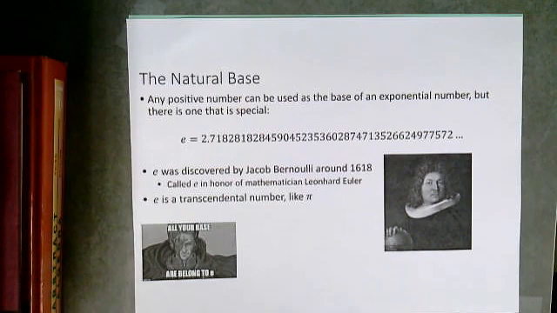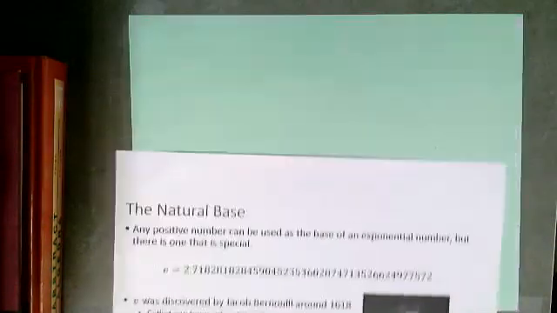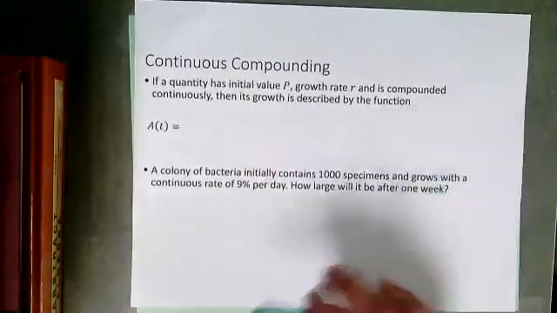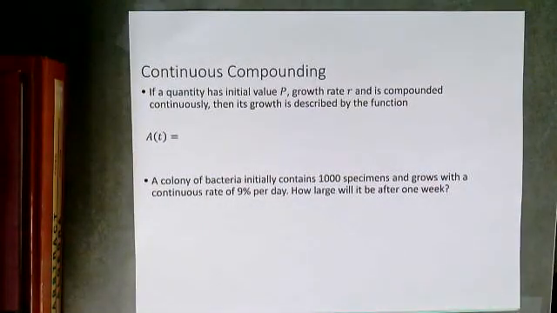So, right, any positive number can be used as the base of an exponential number, but there is one that is special. E, sorry, I keep hitting the mic, but E is that special number. So, now that we know of this special number, let's look at continuous compounding. So, continuous compounding means that we are compounding something at every possible moment.